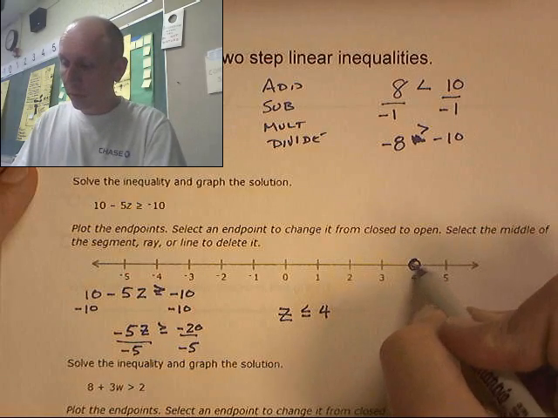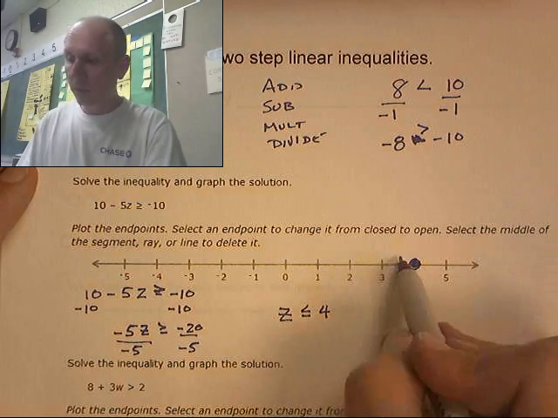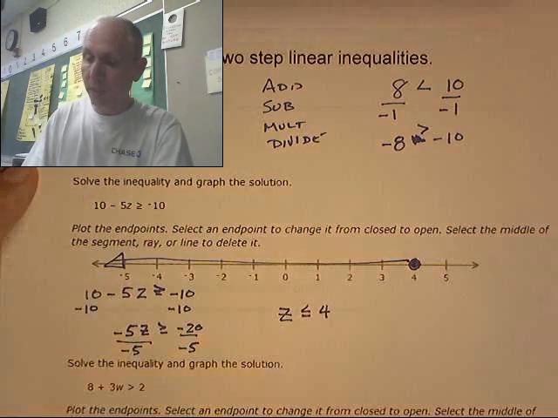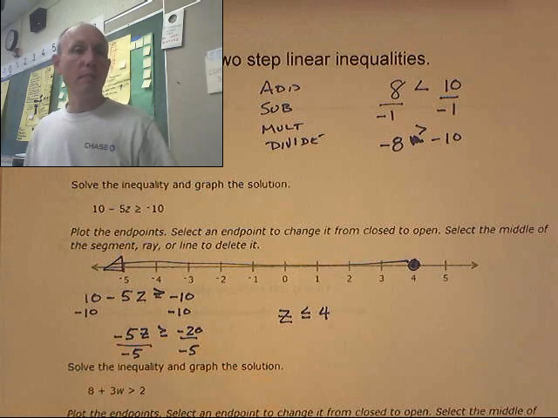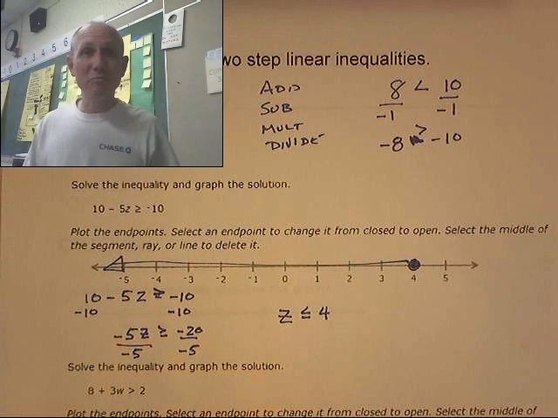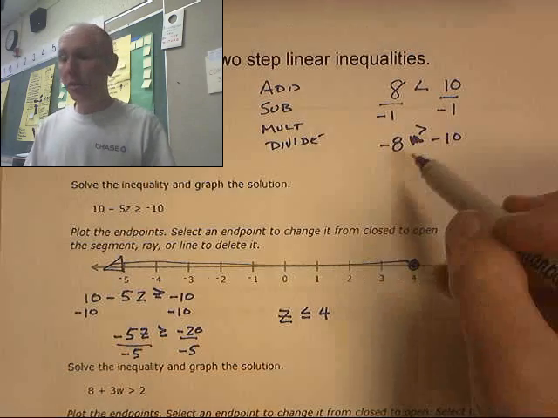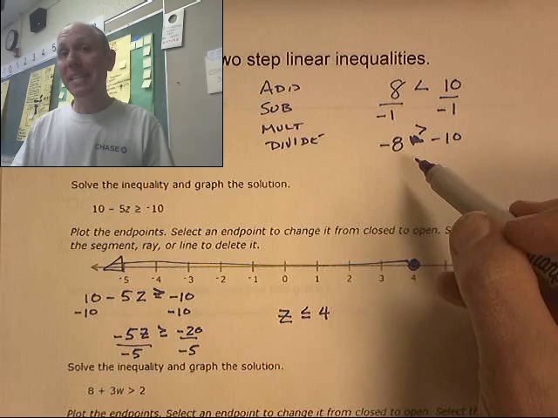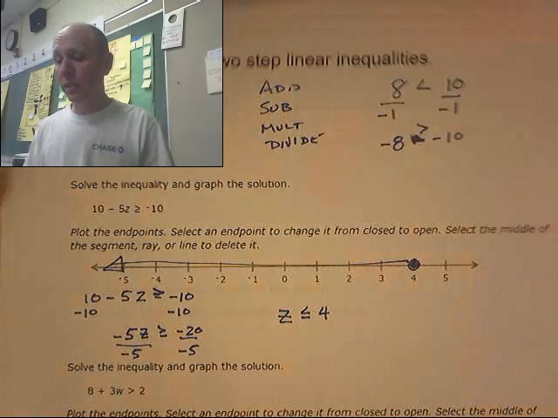I can graph that. Open or closed? Closed at 4. And I want the numbers that are less than 4, so I'm going to bring it down this way. That's it. So you solve it as if it were an equation, using all the rules for the equation. But remember that if you multiply or divide both sides by a negative, you need to flip the inequality symbol.